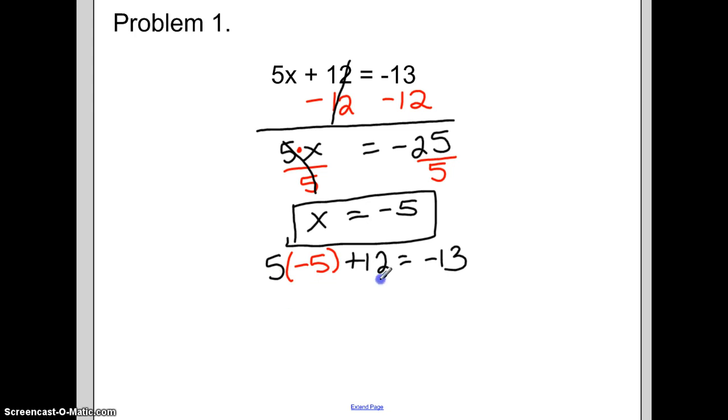And then work out the left side to see if it is actually equal to the right side. 5 times negative 5 is negative 25. Negative 25 plus 12 is negative 13. The problem checks, we've done it correctly. Please pause the video if you need to so that you can finish copying this problem.